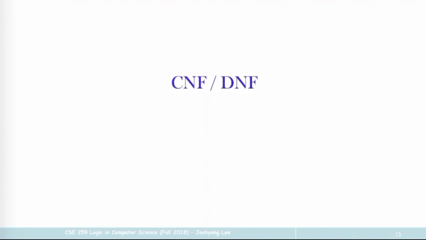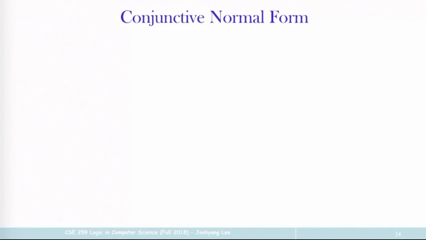Alright, so the next thing is about CNF and DNF. CNF stands for conjunctive normal form, and DNF stands for disjunctive normal form. In theoretical computer science, there's something called normal form, where the syntactic object could be very complex, but they somehow reduce to a very simple form. Any complex propositional formula can be turned into the CNF form or the DNF form. So first, what is actually the conjunctive normal form?